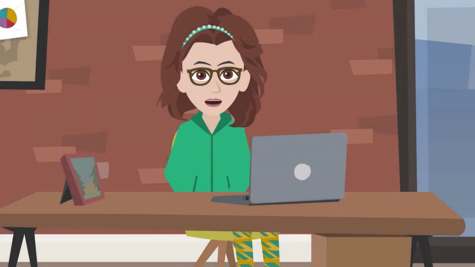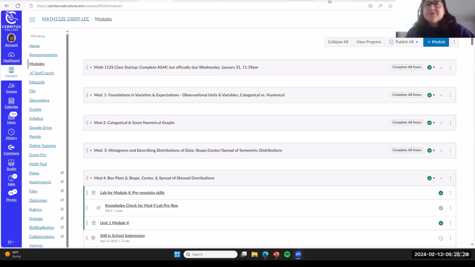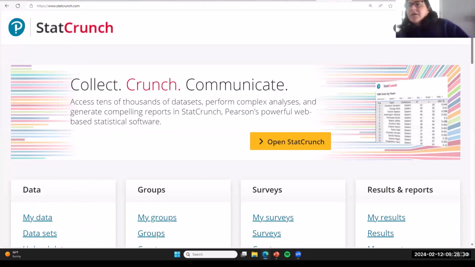So we're going to go over a little bit more of Module 4 and interpreting medians and the 5-number summary. And I'm going to go into StatCrunch. And again, if you've already layered your screen, you can work along with me if you like. But this is the main page for StatCrunch.